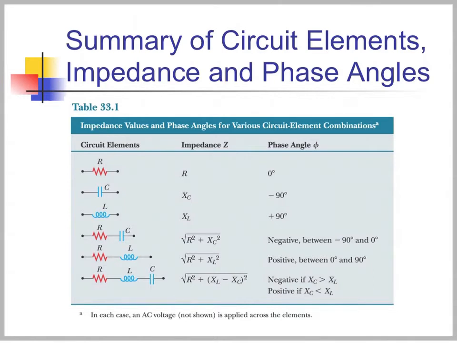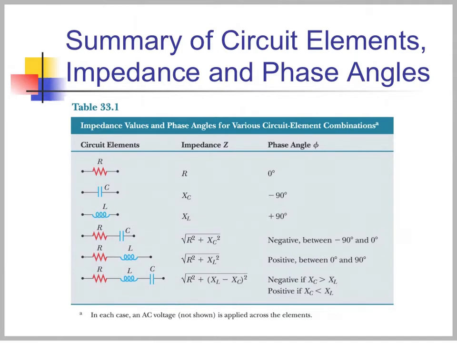If I just have a resistor and capacitor, the impedance is going to be the square root of R squared plus chi C squared, and the phase angle is always going to be between minus 90 degrees and 0. It'll be negative. With just a resistor and an inductor, the phase angle is going to be positive, between 0 and 90 degrees. If you have all three of them, then it can be either negative or positive, depending on whether chi sub C or chi sub L is a larger value.